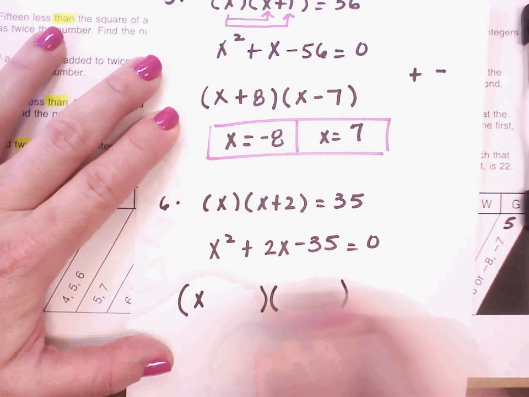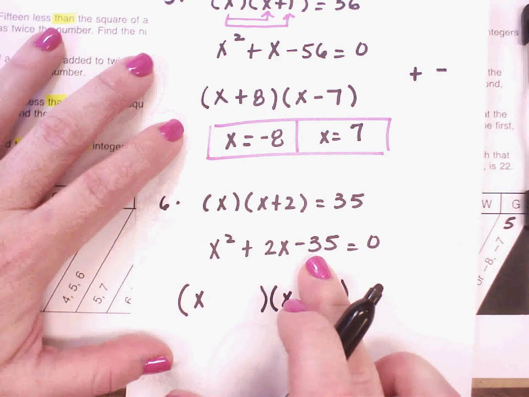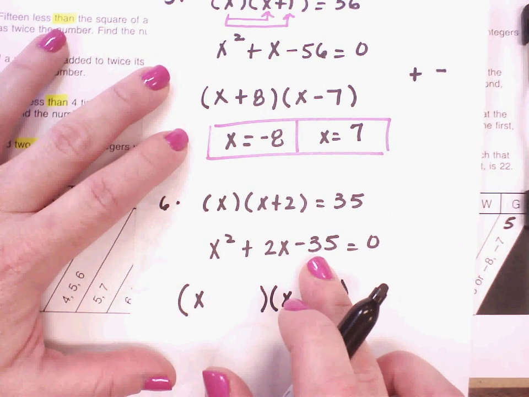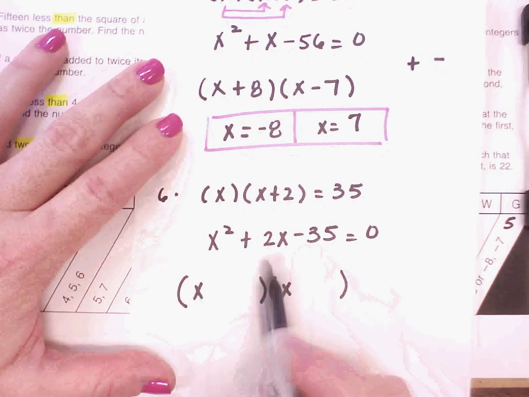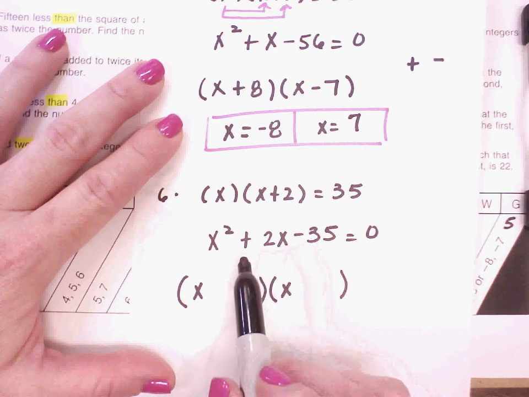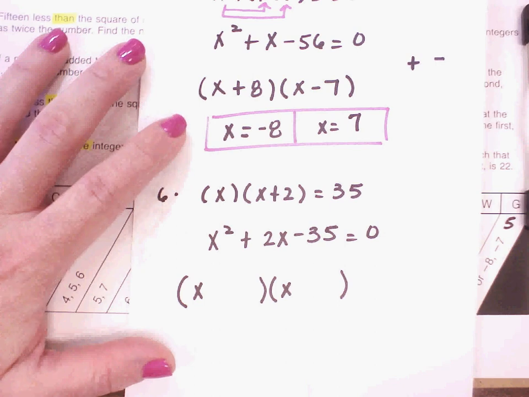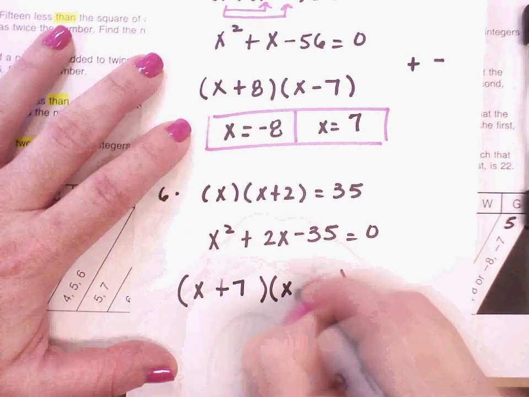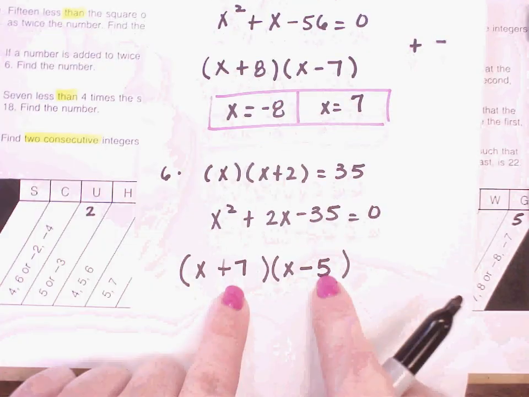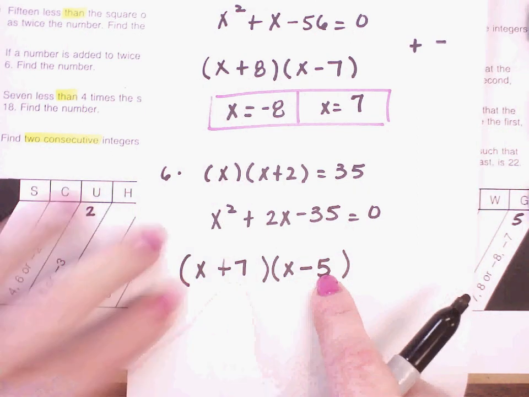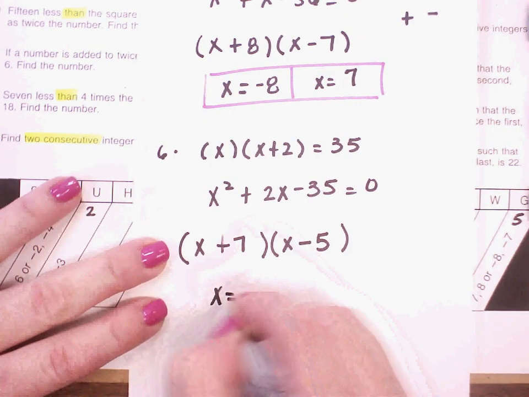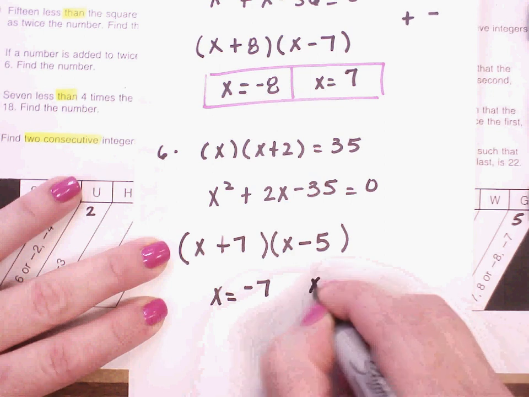I'm definitely subtracting, right, so that I can get that negative. It needs to be equal to negative 35 and equal to positive 2. It would be plus 7 and then minus 5. When you multiply it is negative 35, when you subtract is positive 2, right? So x equals what? Negative 7 or positive 5.